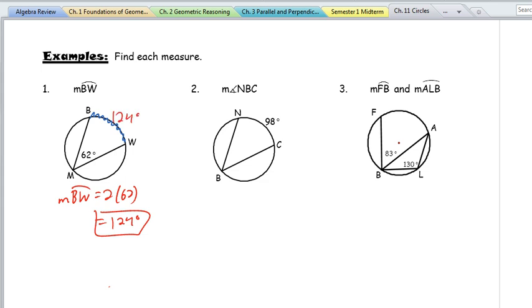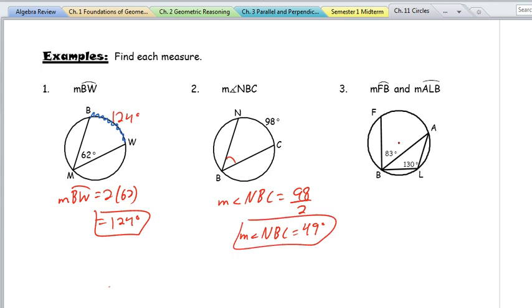Pretty easy start. Measure of angle NBC, going backwards. To figure that out, we're going to take the arc out here. So again, we're trying to find this guy. We're going to take that 98 and cut that in half. So the measure of angle NBC is going to be equal to 49 degrees. Got a pretty easy idea.